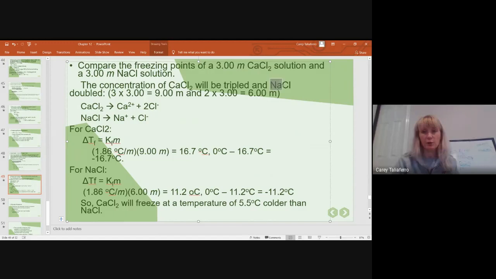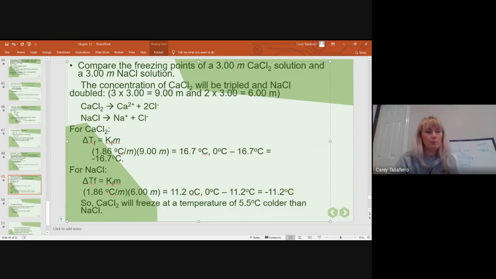Then I'm going to come over here to my sodium chloride, and I'm going to double it, because when NaCl dissociates, it forms 1 mole of sodium ions, 1 mole of chloride ions, and so that would be 2. So 2 times 3 is 6. So those are the molalities I need to use. And then I'm going to compare. Let me do a subscript here.